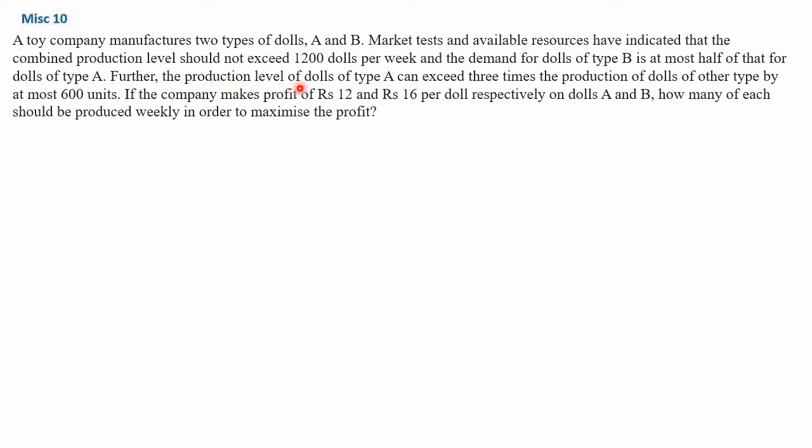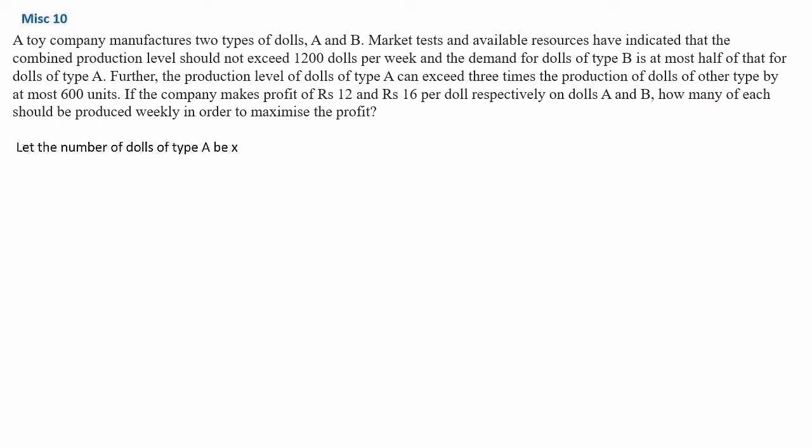And further, the production level of dolls of type A can exceed 3 times the production of dolls of other type by at most 600 units. And if the company makes profit rupees 12 and rupees 16 per doll respectively on dolls A and B, how many of each should be produced weekly in order to maximize the profit? So how many of each should be produced?